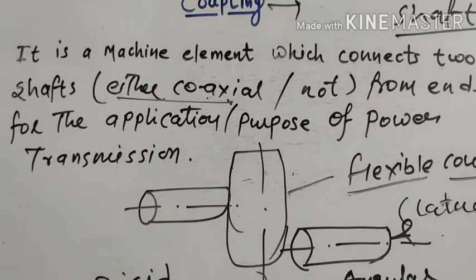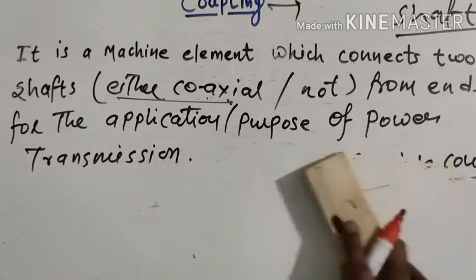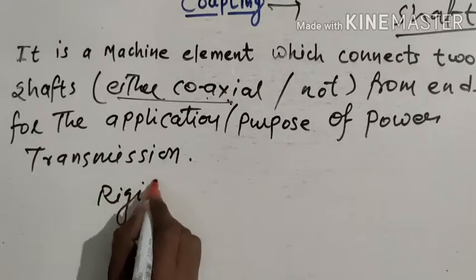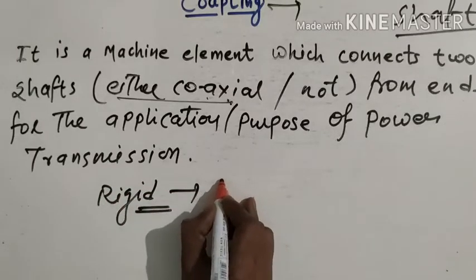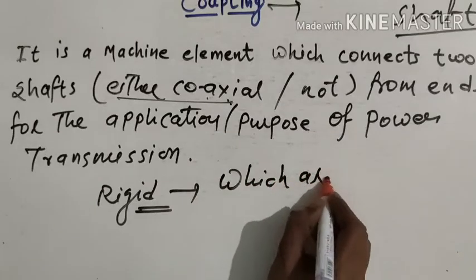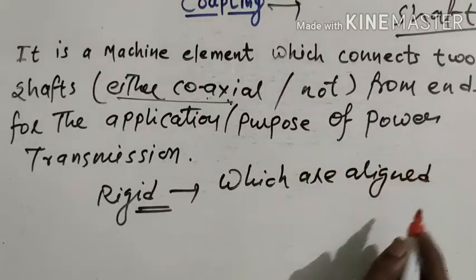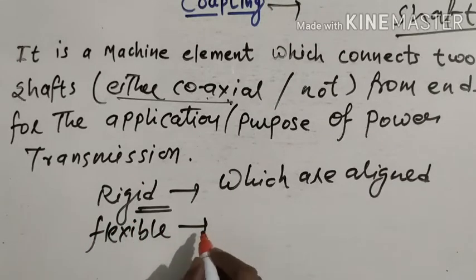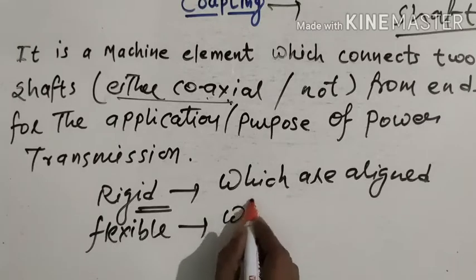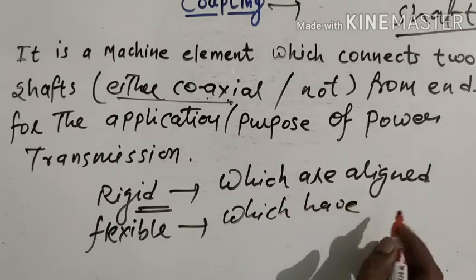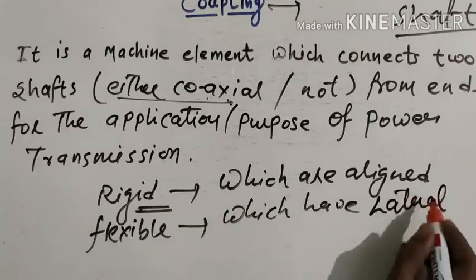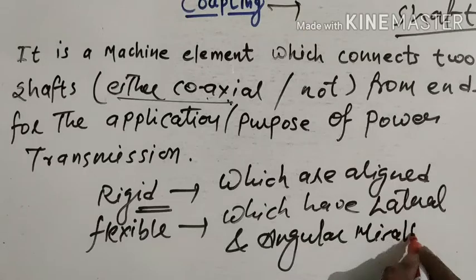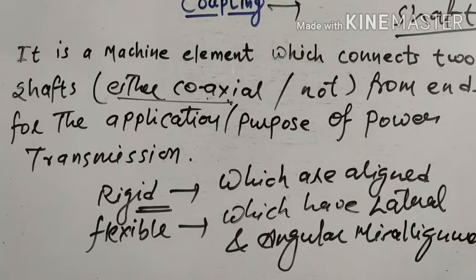The rigid coupling joins only those shafts which are aligned. So a rigid coupling is used for shafts which are aligned, and a flexible coupling joins two shafts which have lateral and angular misalignment.